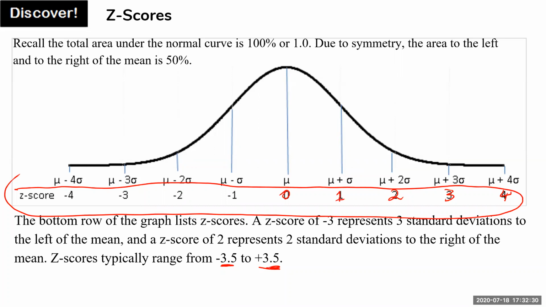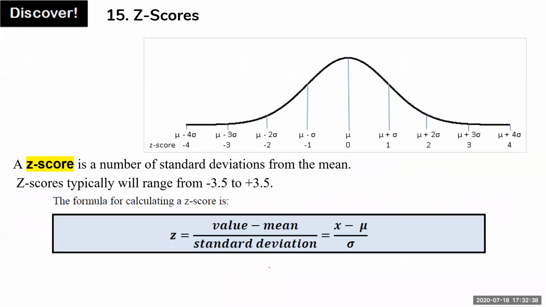So let's see how z-scores work. Here we're going to be dealing with the formula, and that formula is also on page 236. We call it the z-score formula, right? So z is equal to the value minus the mean, divided by the standard deviation. At any point, three of these values will be given to you and you'll be asked to find the other.